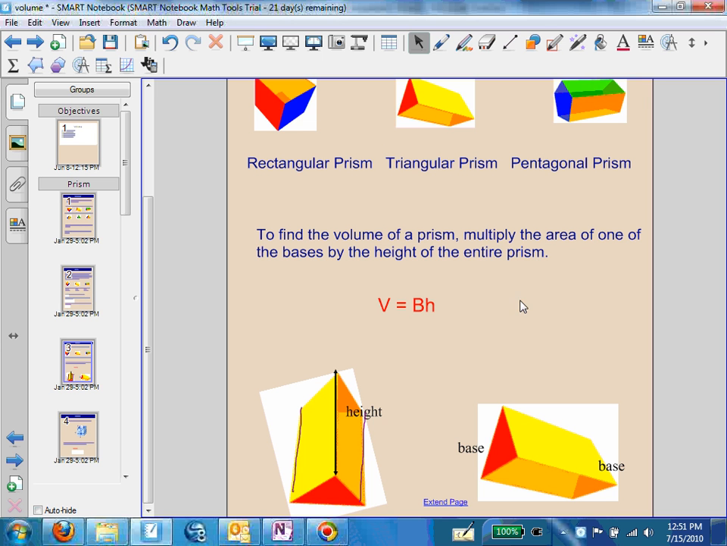The formula for finding volume of any prism, any solid that has two bases parallel to each other, is the area of the base times the height. So that capital B actually means area of the base. For that capital B, you're going to find the area of the base. In this case, you'd find the area of the triangle, and then you'd multiply it times the height, this line right here.